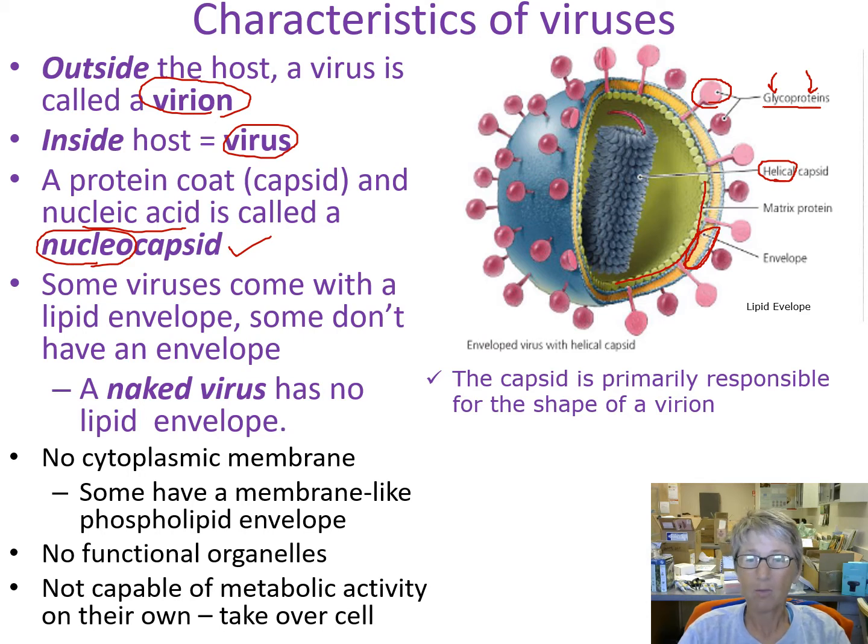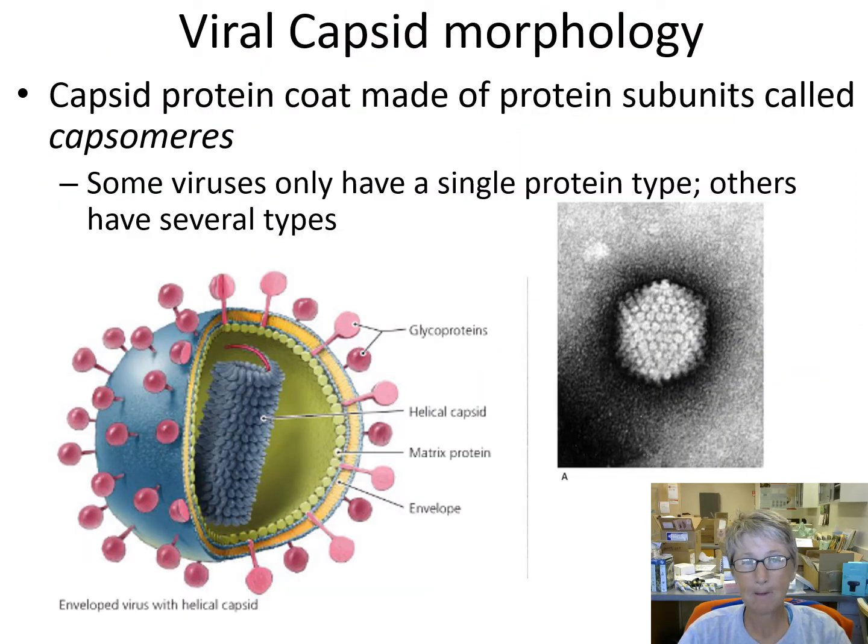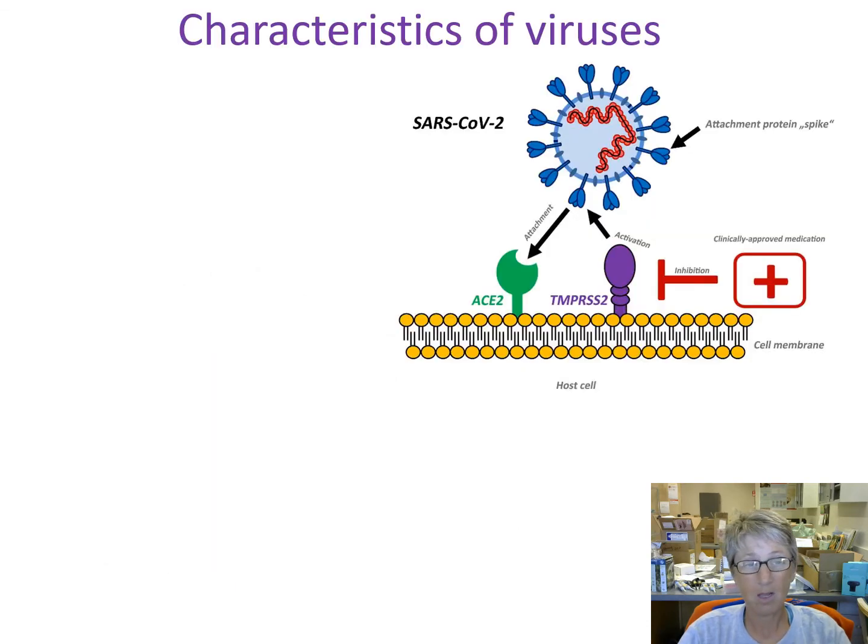The capsid, which is this part of the cartoon right here, is primarily responsible for the shape of a virion. So remember, the virion is just a virus that's outside the cell. So again, here we're talking about the viral capsid morphology. This blue thing is the capsid. Its shape is helical. And each one of these little blue units, that's a capsomer, and it's made of a protein. And then this is a transmission electron micrograph of an actual virus. It doesn't have the numbers on here, but this could be as small as 1 nanometer. So viruses are very tiny.